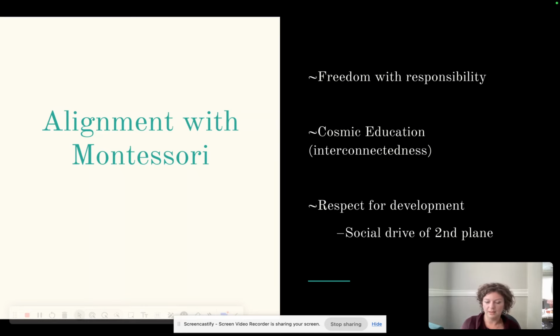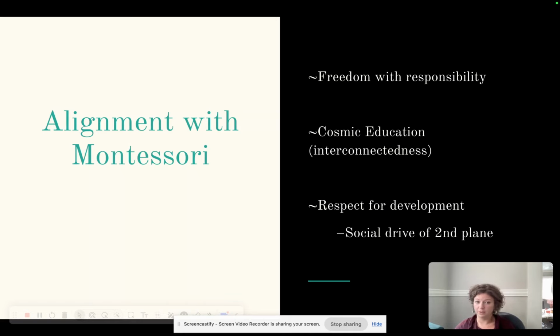And then it's also aligned in terms of the cosmic education theory, which I'll do another presentation on. But the idea that everything is interconnected. And so as children are researching on different topics, they find connections between things, and they are seeing what other people are learning and connecting to that, and it's broadening their horizons. And then it's also aligned because it's respecting the development of the child.